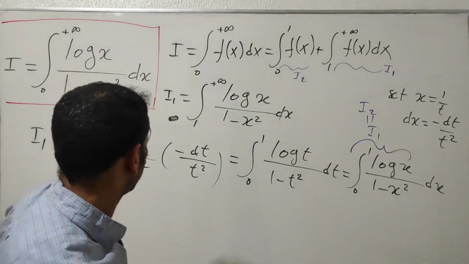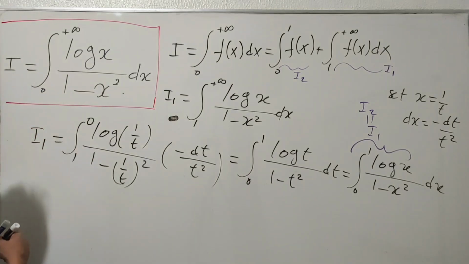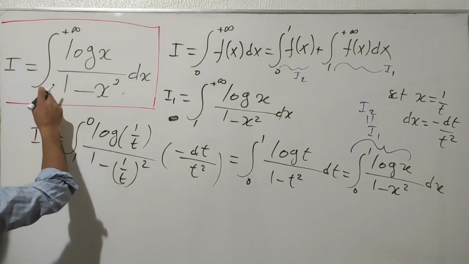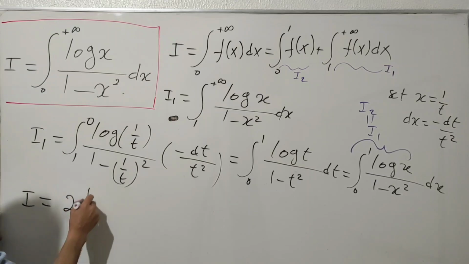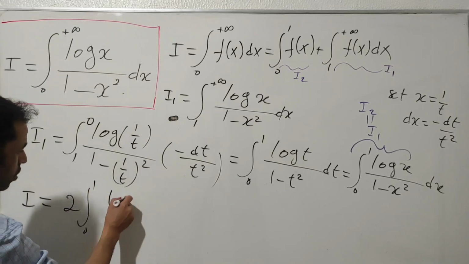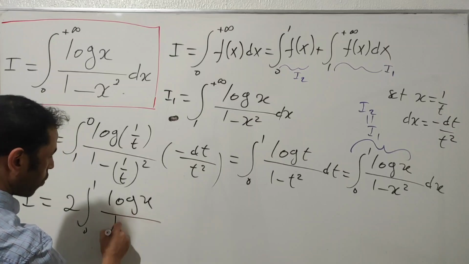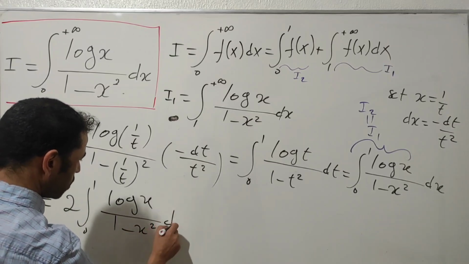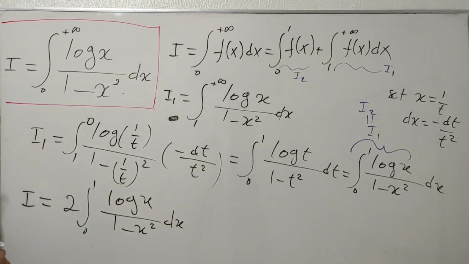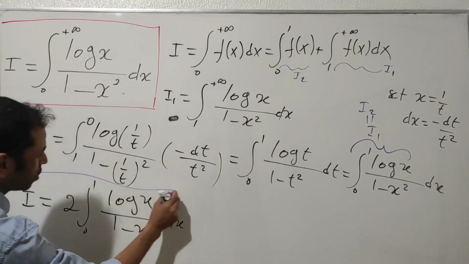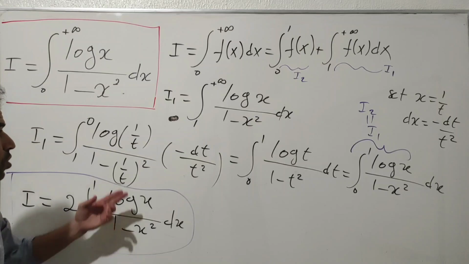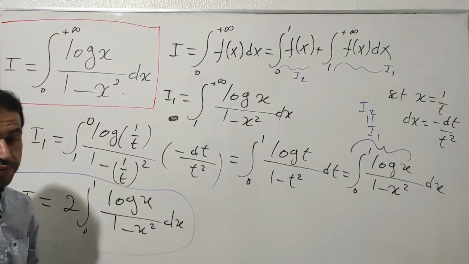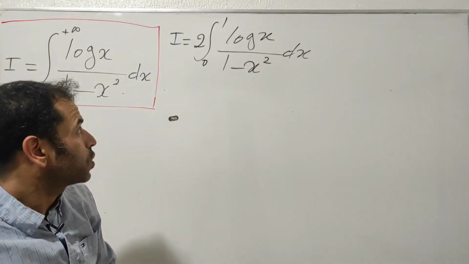So now the original integral I, from 0 to plus infinity, equals 2 times the integral from 0 to 1 of logarithm x all over 1 minus x squared dx. Now we found a nice relationship between the first integral and the second integral, and I have ended with this nice expression. Let's get this expression at the top and continue solving it. So now we are ready to solve this integral.